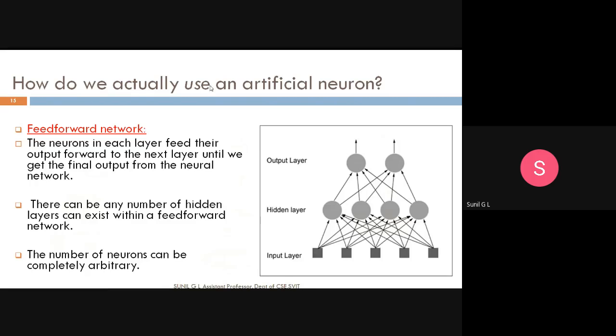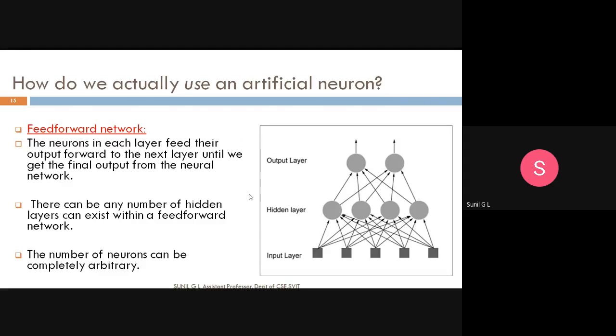How do we actually use an artificial neuron? Here we have a feed-forward network. In this feed-forward network, the neurons in each layer feed their output forward to the next layer until we get the final output from the neural network. The output of the input layer goes to the hidden layer, and the output of the hidden layer goes to the output layer.